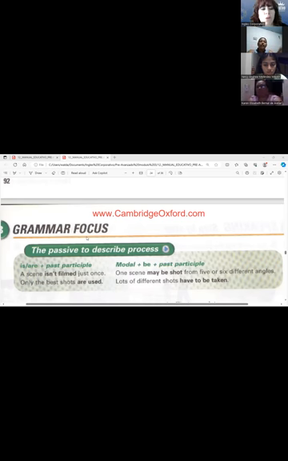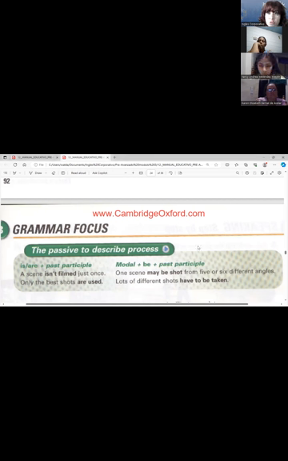All right, okay, so the passive is used to describe a process. There are many reasons why we use the passive, but this is one of them. For example, a scene isn't filmed just once. Remember, yesterday we started talking about movies and how they are filmed, and that one minute in a movie can take many days because they shoot it many times from different angles.